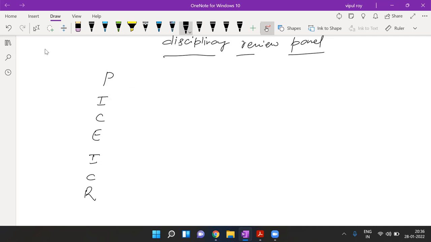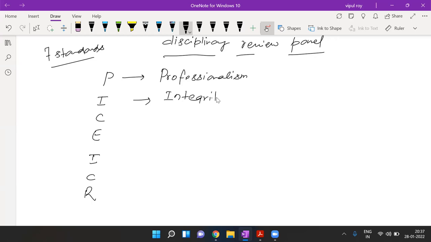So there are 7 standards. And within every standard, there'll be sub-standards. So the first standard is professionalism. Second standard is integrity of capital markets. Your third standard is duties to clients.